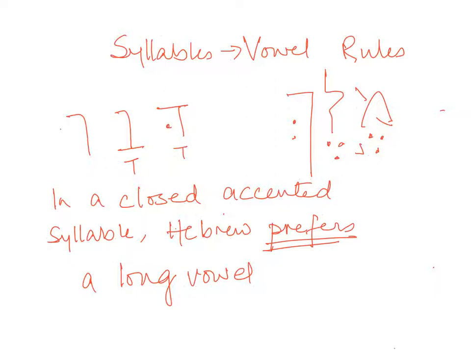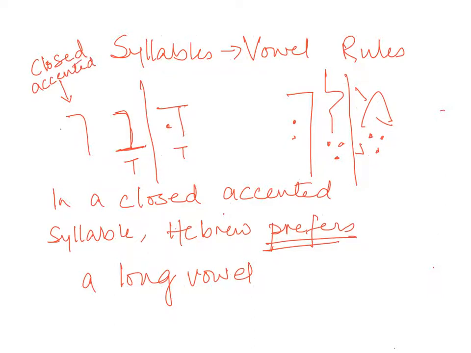In a closed accented syllable, Hebrew prefers a long vowel. Remember, in a closed accented syllable, Hebrew prefers a long vowel. So let's break the two words up into syllables, and I have done exactly that. I'm going to go to the word dabar. In a closed accented syllable, Hebrew prefers a long vowel. Now, can you see this second syllable, bar? It ends with the resh, and therefore it is closed. Now, on a word like dabar, the second syllable bar contains the accent, so it's a closed accented syllable.